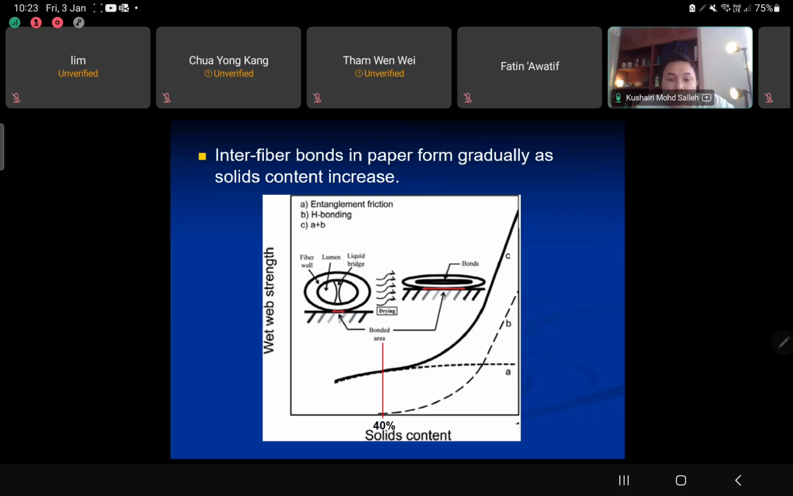And then when we add them together between A and B, the wet web strength increases proportionally with the reduction of the water and with the increment of the solid content. Okay, so this is how the entanglement, friction and hydrogen bonding affected the quality of the paper. When we are talking about the quality of the paper, we are talking about the wet web strength, where the wet web strength is driven by the interfiber bonds and also the intra-fiber bonds.